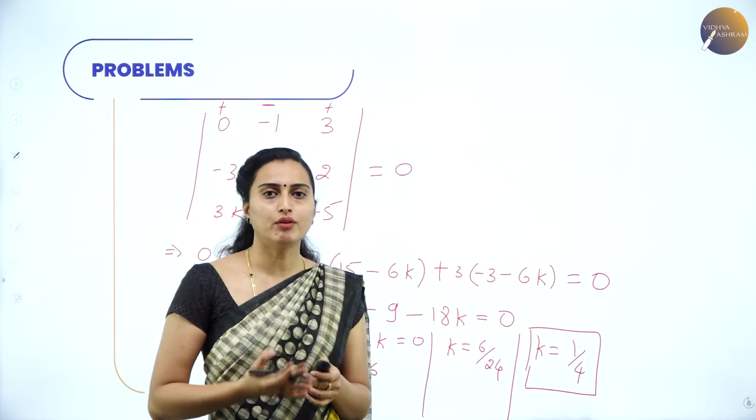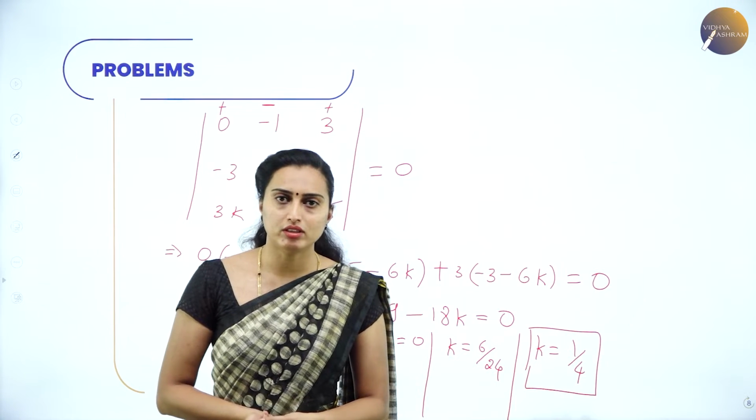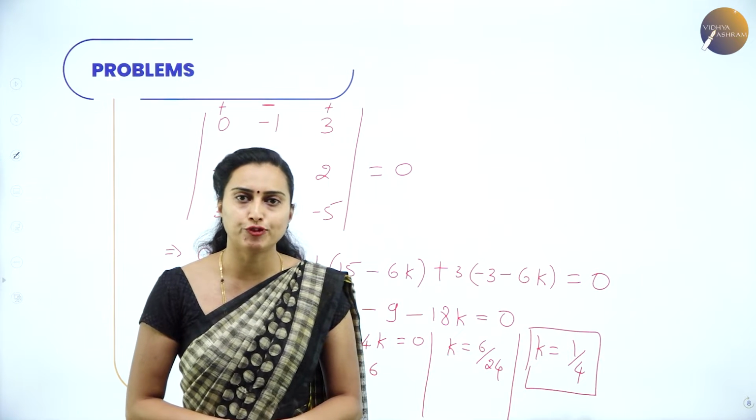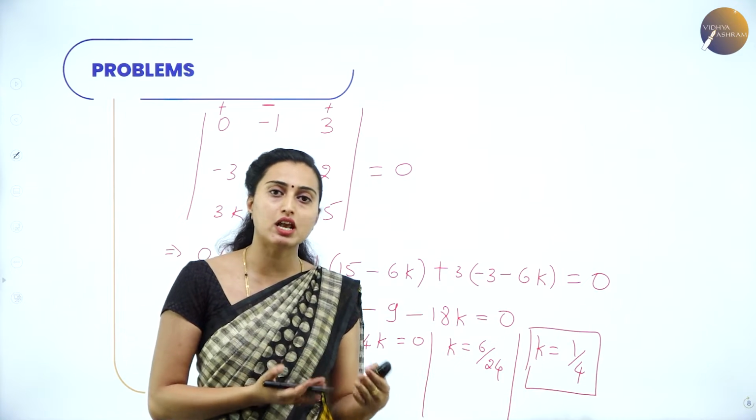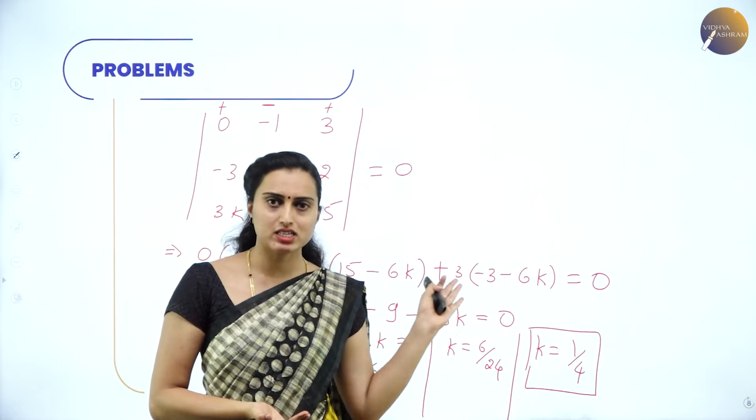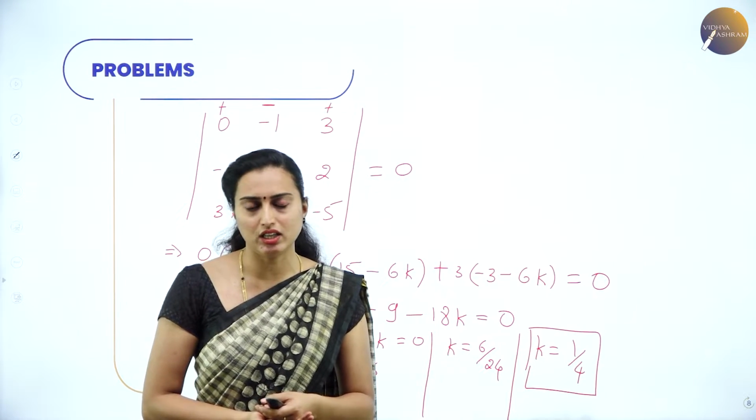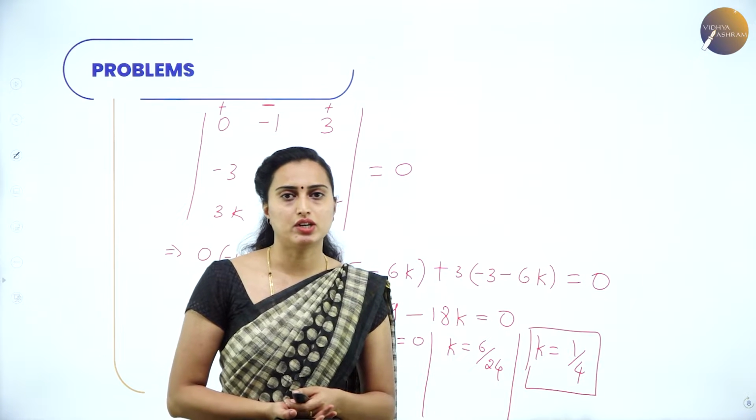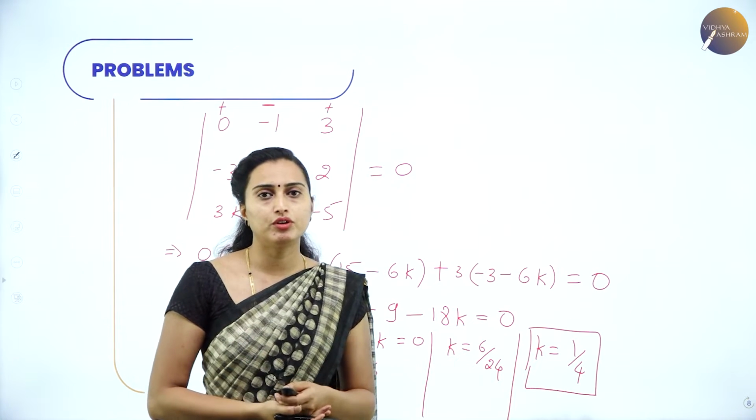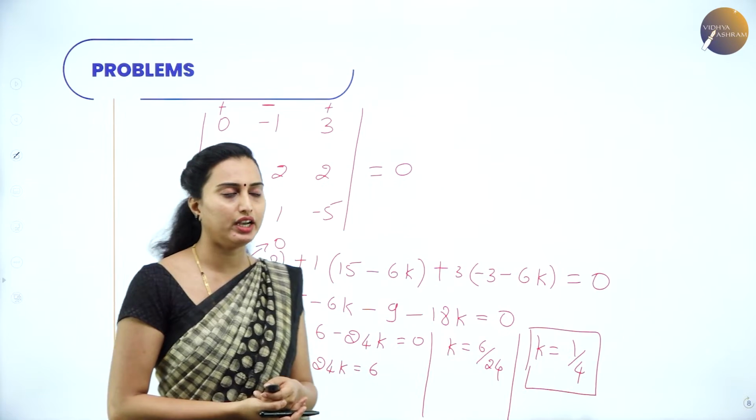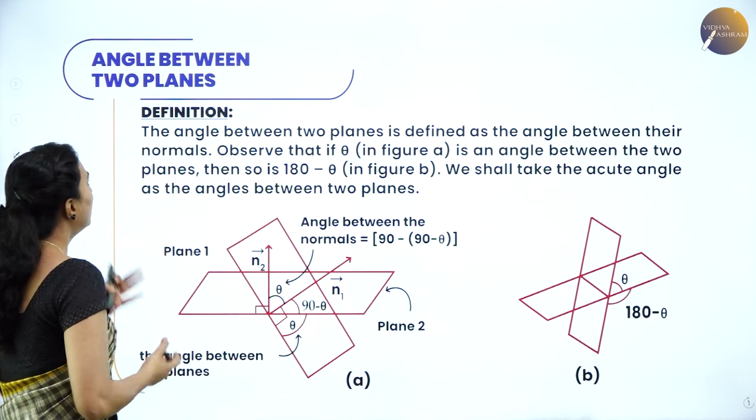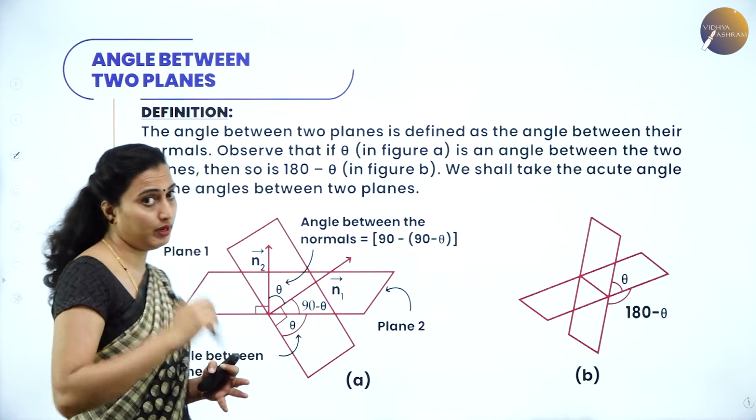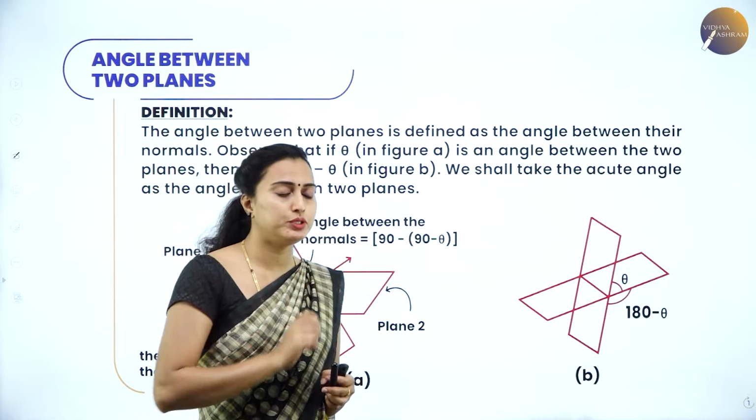Understood? This is how you are going to find out the value of k, which will be asked for a 3 marker. Either the first type problem or the second type of problem, they may ask it in the final examination. Now, we'll be moving on to the next concept of 3D geometry, that is nothing but the angle between two planes. What is the angle between the two planes?